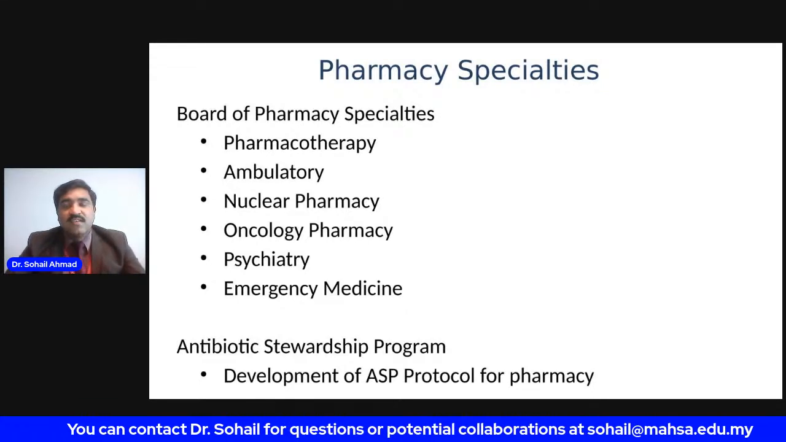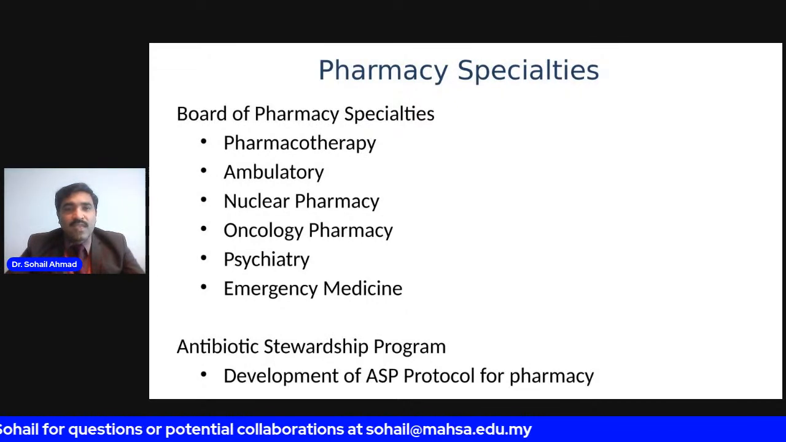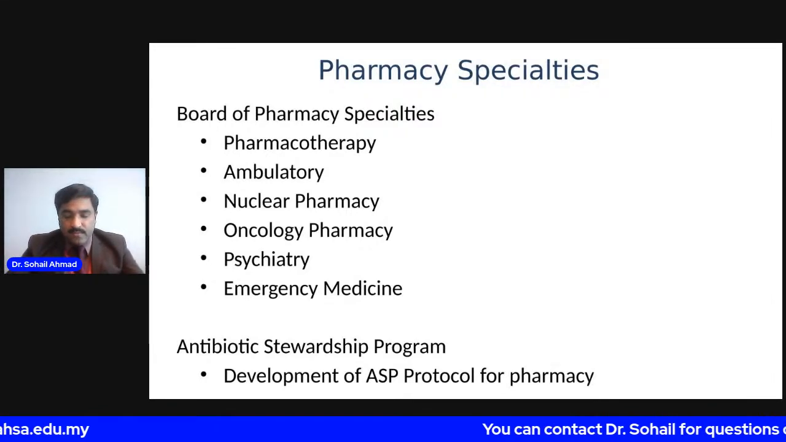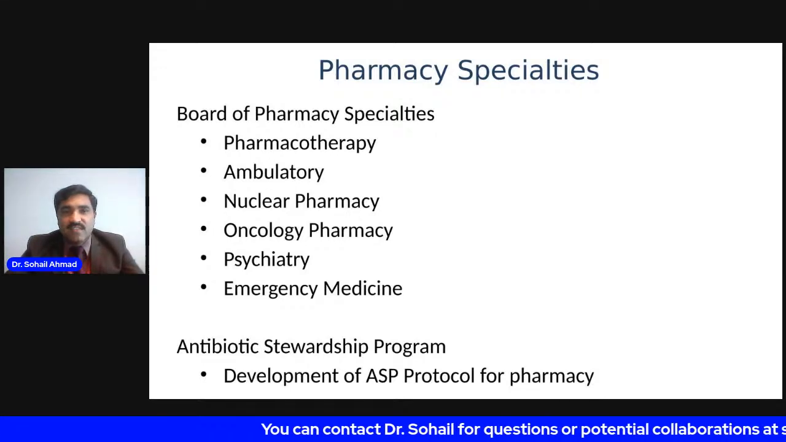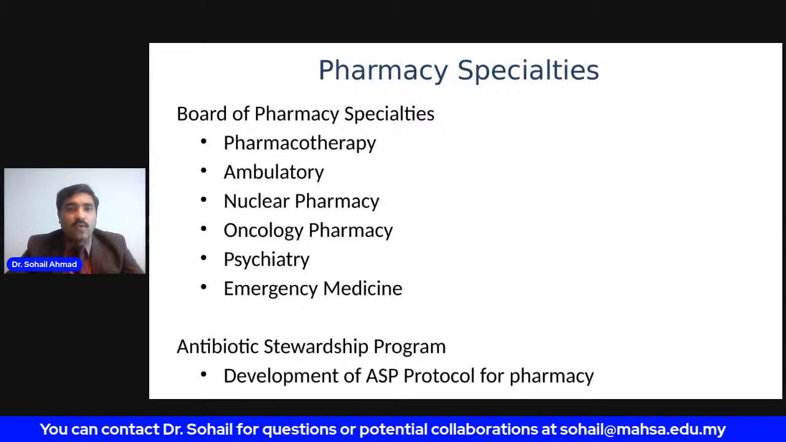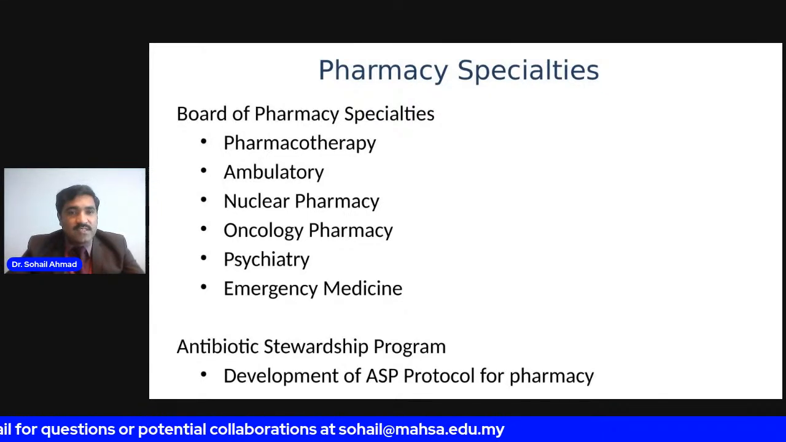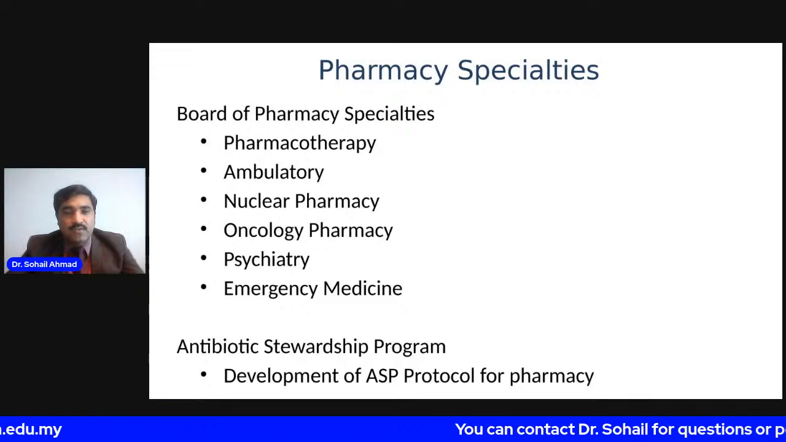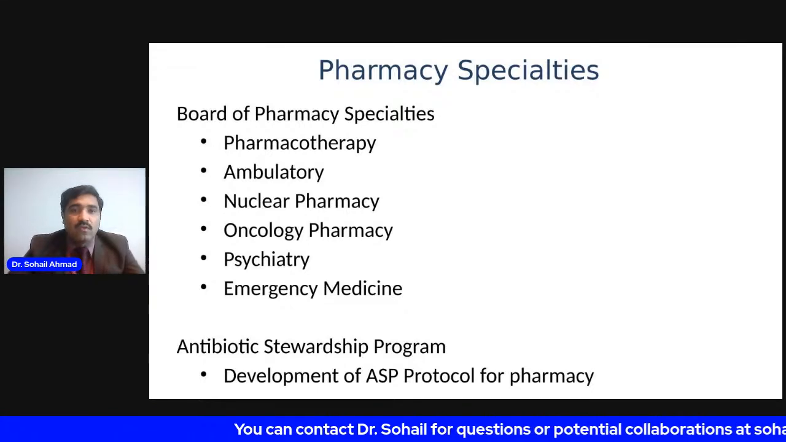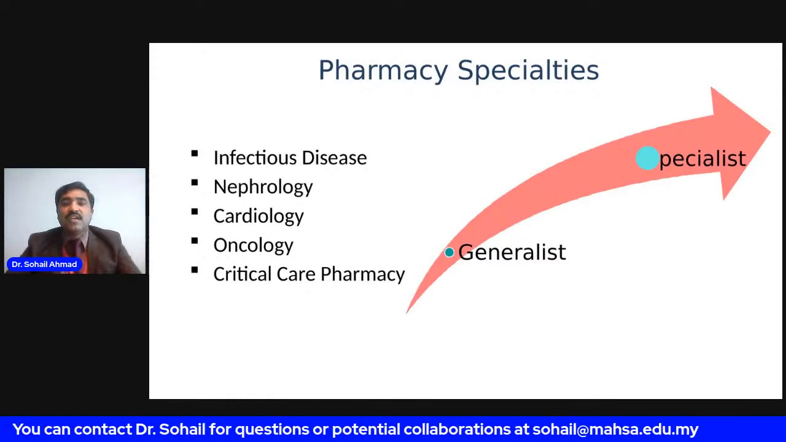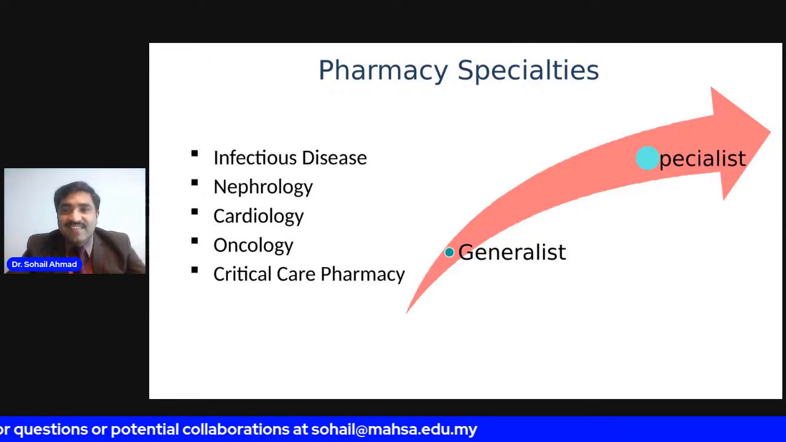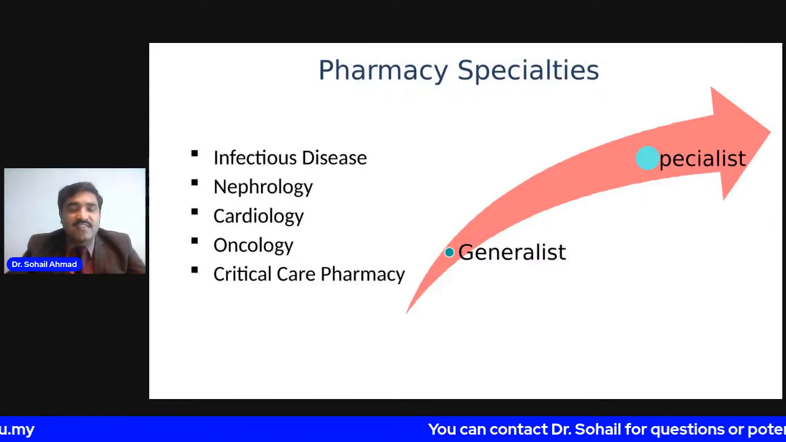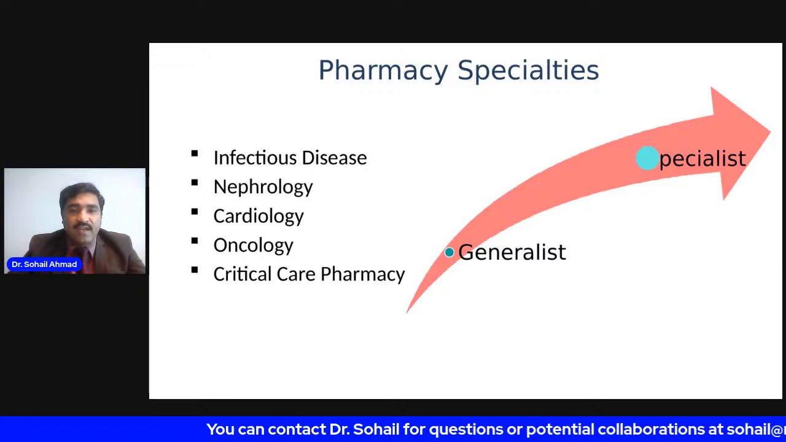Previously, a pharmacist was considered as not having specific specialities, but now with the Board of Pharmacy Specialties, introduced by the American College of Clinical Pharmacy, they have expertise focusing on pharmacotherapy, ambulatory care, nuclear pharmacy, oncology pharmacy, psychiatric pharmacy, and emergency medicine. And then for the antibiotic stewardship program, development of the ASP protocol for the pharmacy. So if you see, the journey started with the pharmacist as a generalist, but now it's more into specialists, in infectious diseases, nephrology, cardiology, oncology, and critical care pharmacy.